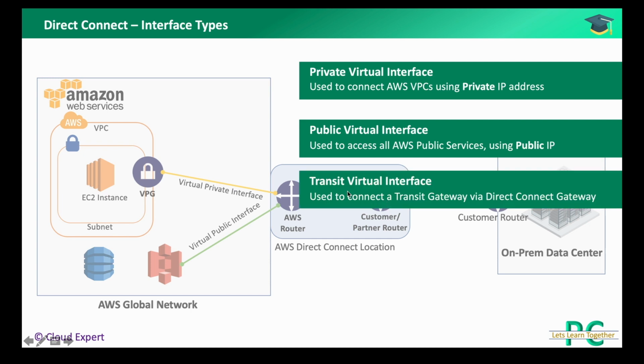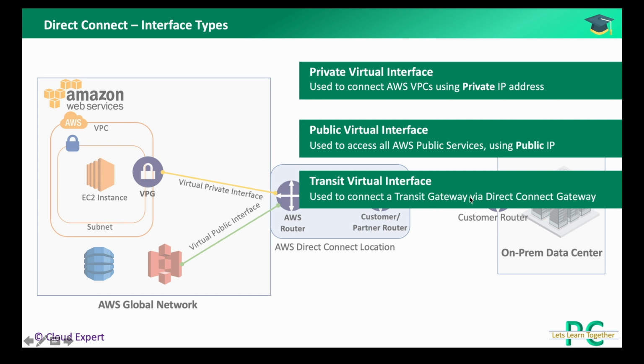The third type is the transit virtual interface. A transit virtual interface is specifically used if you are using a transit gateway. And one point to be remembered here: we connect to the transit gateway, via the transit virtual interface, through a Direct Connect gateway. For a virtual private interface, we can directly connect the AWS router with the VPG using the virtual private interface, or we can use a Direct Connect gateway. But for a transit virtual interface, the connection should be via a Direct Connect gateway.